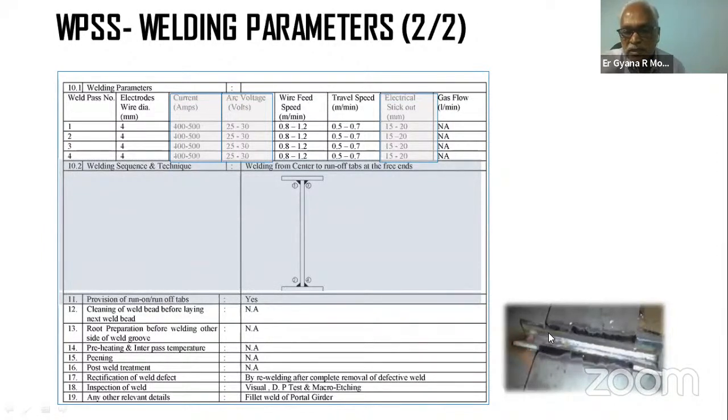If you do not give this run-in and run-out, then the defect comes inside. So on both sides of the joint we have to give run-in and run-out, because the defect stays here, and when exiting, the defect goes out along with this.